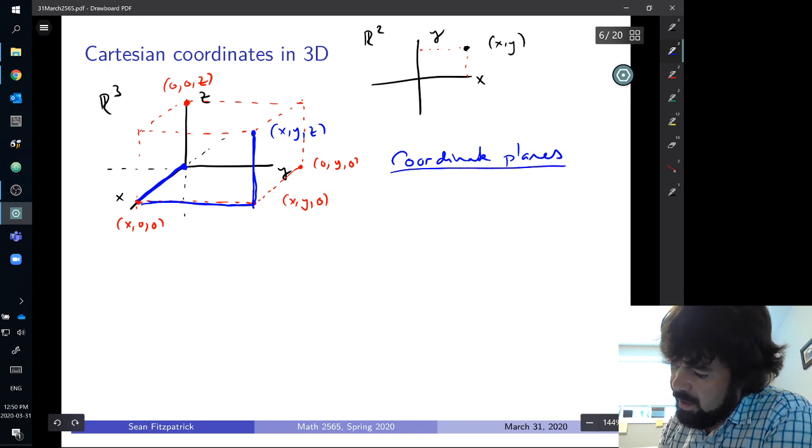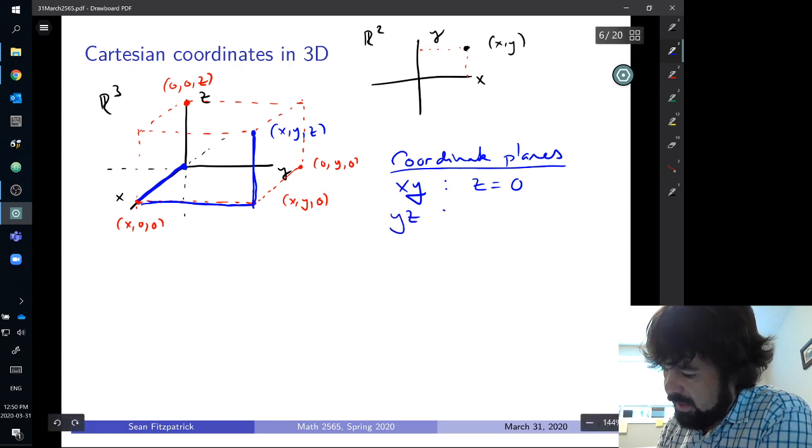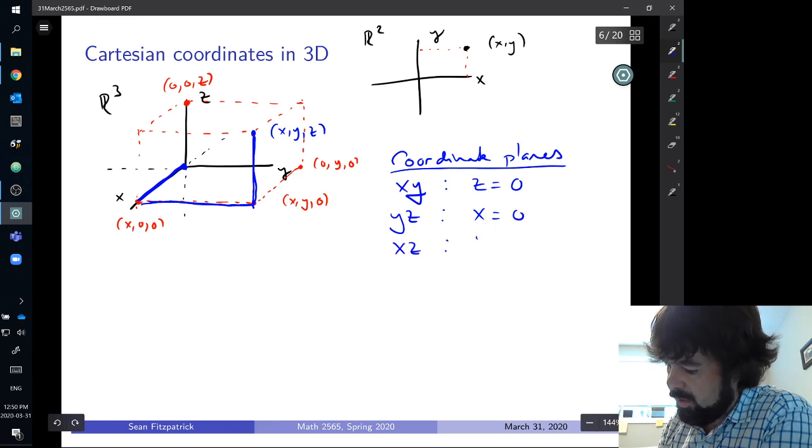Coordinate planes. So we have the xy plane. That's a set of all points where z is equal to 0. We have the yz plane. That's all the points where x is equal to 0. And we have the xz plane. And that's all the points where y is equal to 0.